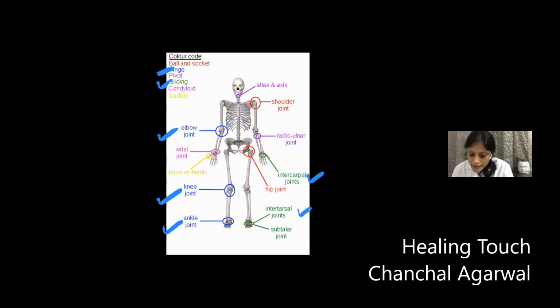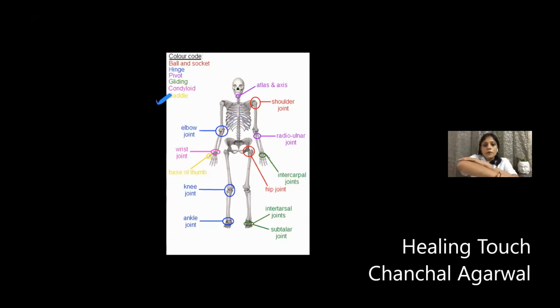ठीक है. Next is your condyloid joint. Condyloid joint. Where is it shown? It is shown on wrist. Condyle, because there is condyle here, so we call it condyloid joint. So wrist ka joint is an example of condyloid joint. And the last type of joint is the saddle joint.